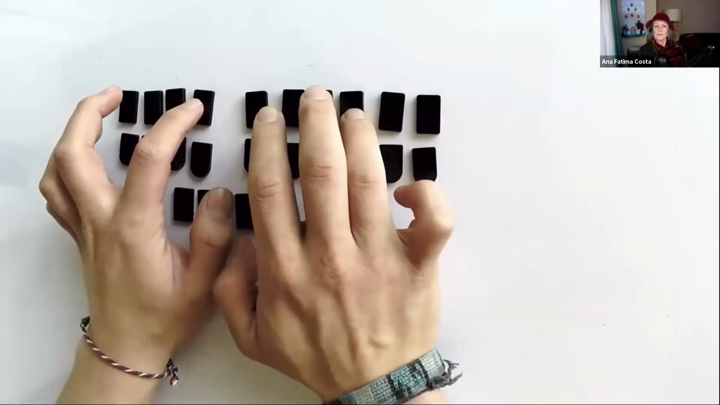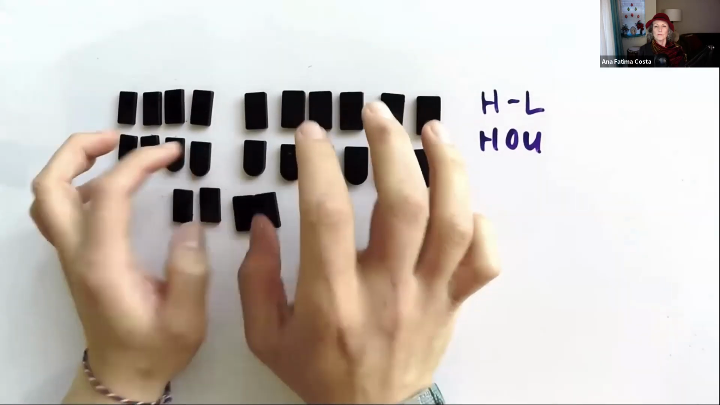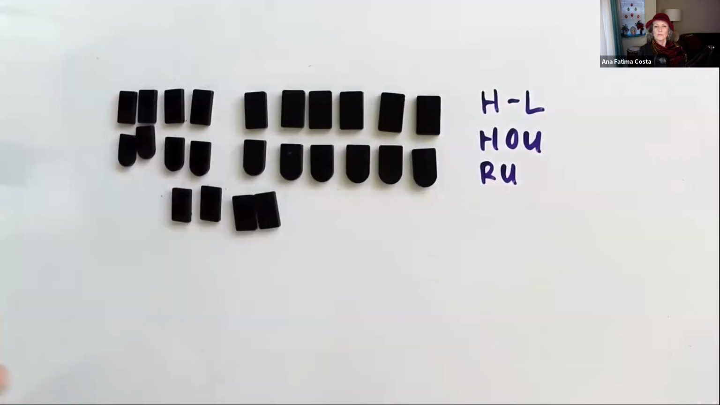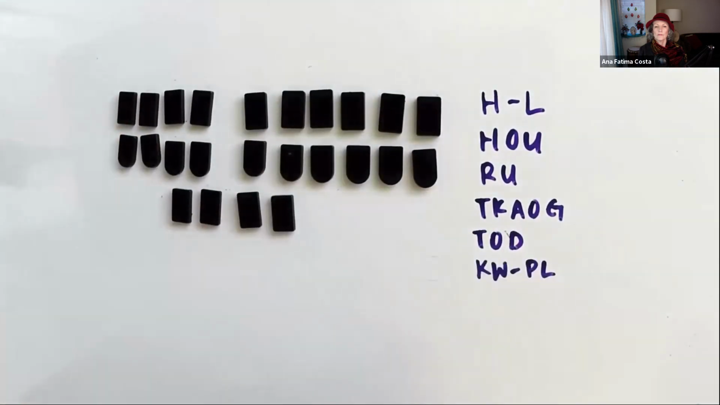I would first write the stroke for hello, which is HL, and then how, which is HOU, RU, TKAOG for doing, TOD, which is today, and KWPL, which is my stroke for the question mark.